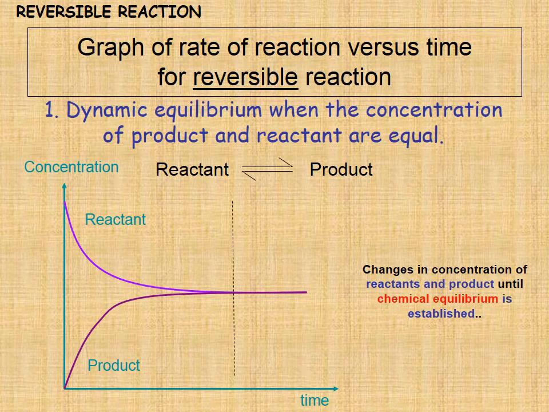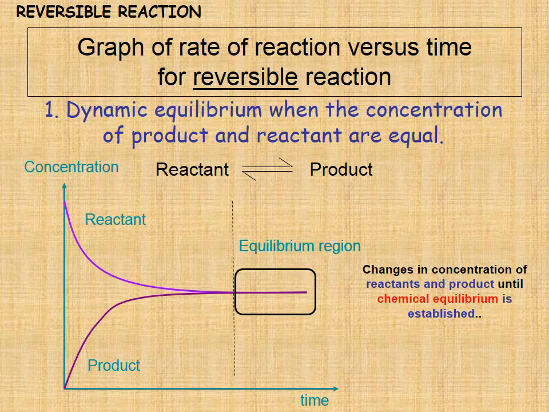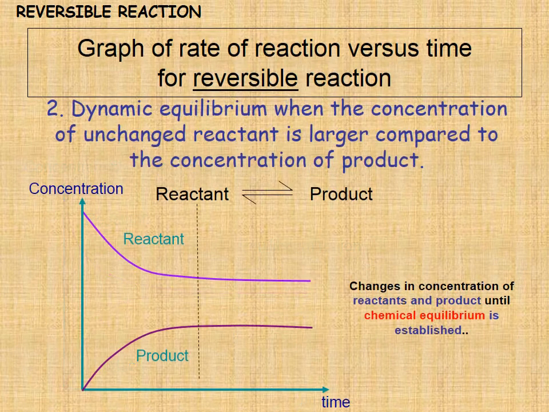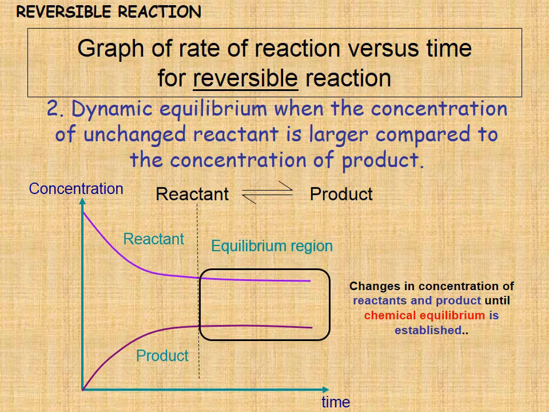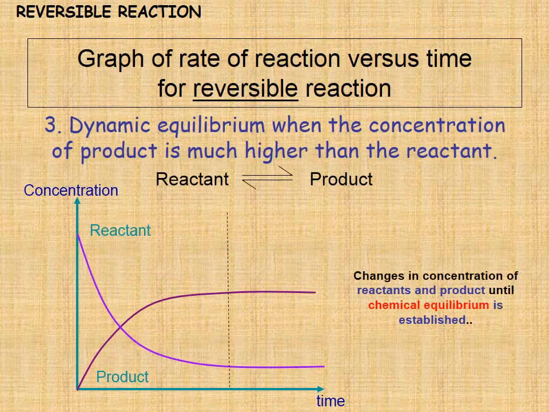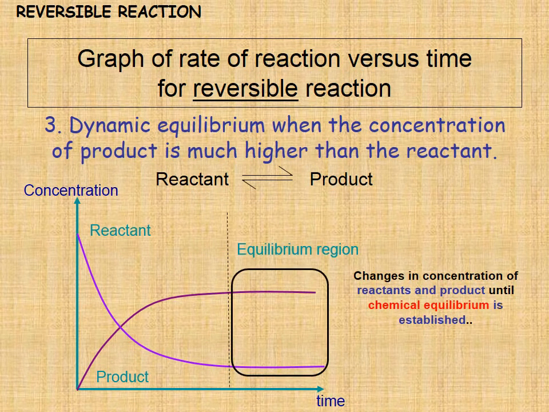First, dynamic equilibrium when the concentration of product and reactant are equal. Second, dynamic equilibrium when the concentration of unchanged reactant is larger compared to the concentration of product. The third graph shows dynamic equilibrium when the concentration of product is much higher than the reactant.